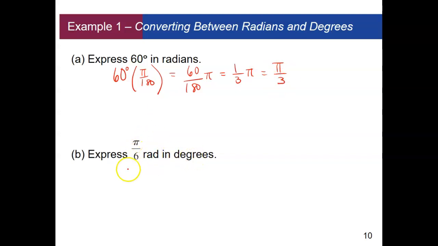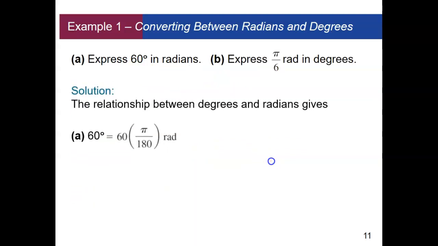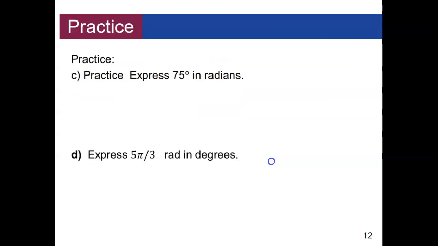Okay, here I'm going to go from radians to degrees. So I'm going to multiply that by 180 over pi. My pi's will cancel. We're going to simplify this, and that's going to be 30 degrees. Okay, here are 2 for you to practice on.